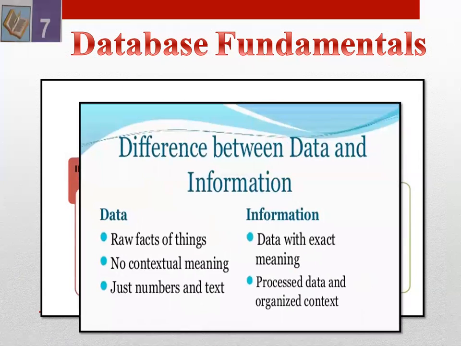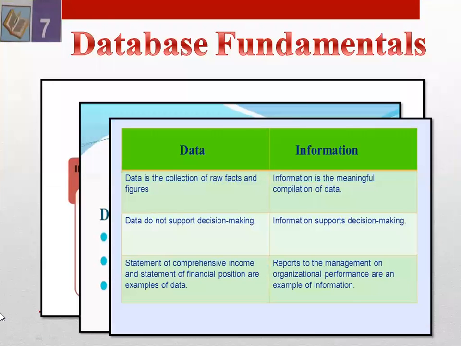So the difference between data and information is that data is raw facts and figures, and information is data with a structured meaning. Data has no contextual meaning, and information is meaningful, which you can understand easily. Data is just numbers and text, and information is processed data in an organized context. Data is the collection of raw facts and figures, and information is the meaningful compilation of data. Data does not support decision making, information supports decision making.